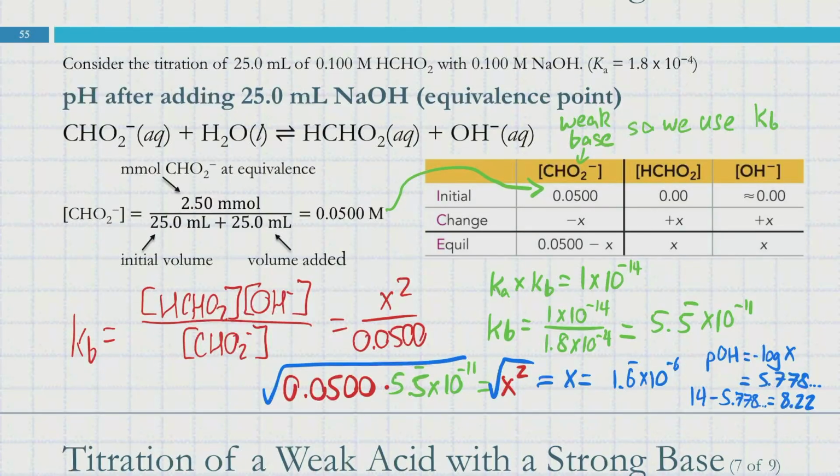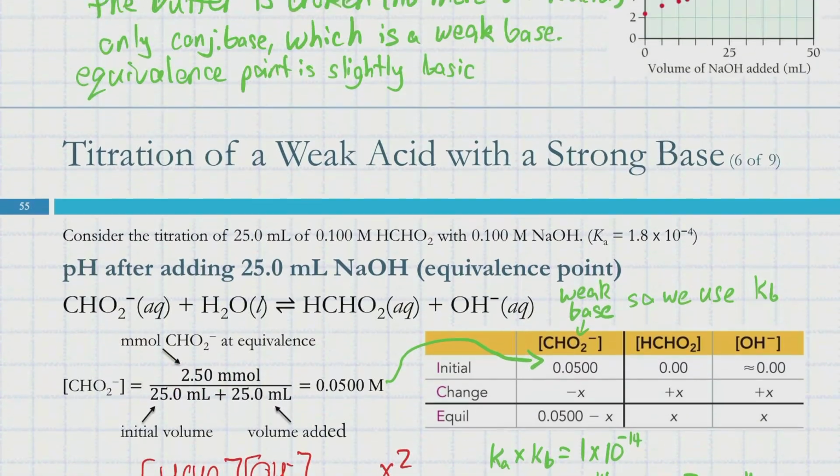So a lot of little steps, kind of annoying, lots of things to remember, but I don't think it's overall that difficult. It's not crushingly difficult, at least. Any questions about doing that? You got the 2.5 millimoles from the equivalence? Yeah, so 2.50 millimoles on this previous table.